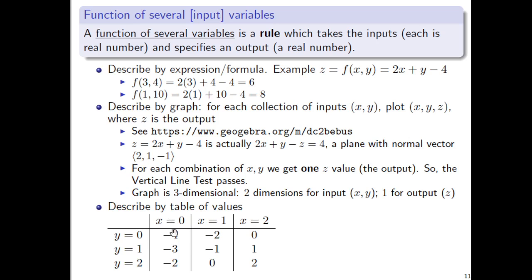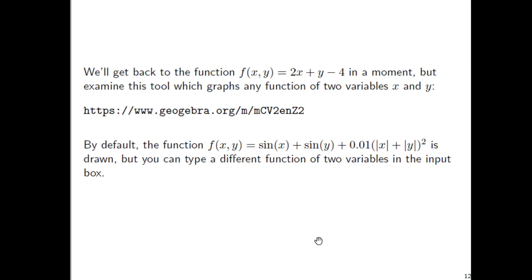And we could do things like describe it by a table of values. So what I've tried to do here is, when you plug in x is 1 and you plug in y is 2, you're supposed to get, if I did my arithmetic correctly, a z coordinate of zero. All over inside the table are supposed to be the z coordinates. But this information is hard to depict very well in a table, and to be honest, that's probably the same when you just have a t-chart of x and y values. We'll come back to this function, f of x comma y equals 2x plus y minus z, in a moment. But let's examine this tool here.